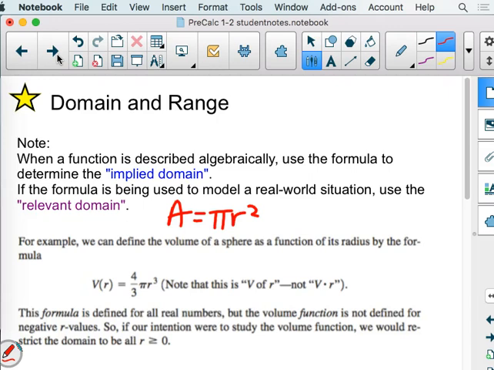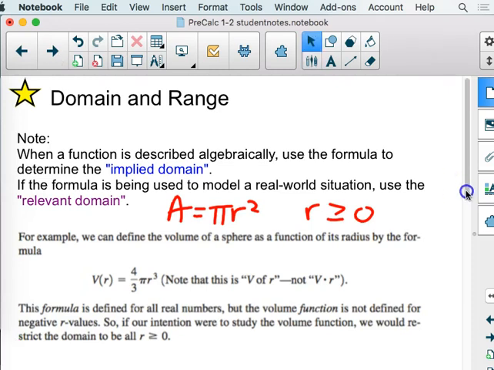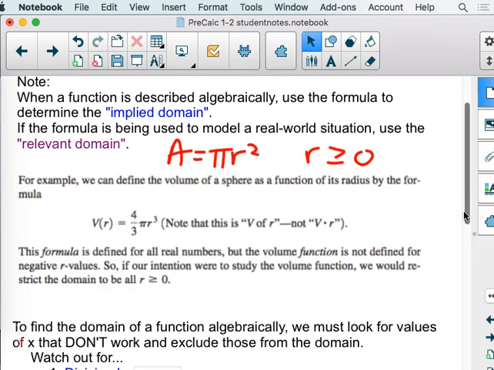But once we know what it is, the relevant domain is, hey, wait a minute. You've got to use r values that are greater than or equal to 0. Now, some people would argue, shouldn't it be greater than 0? Because what are you using that formula for if you don't have a radius? But we're just going to not overthink that and say the radius has to be greater than or equal to 0 in that formula. So that's relevant domain. We recognize the formula. We understand there are words that go along with it, which generally means it's real world. And we have to think a little bit more about our domain.